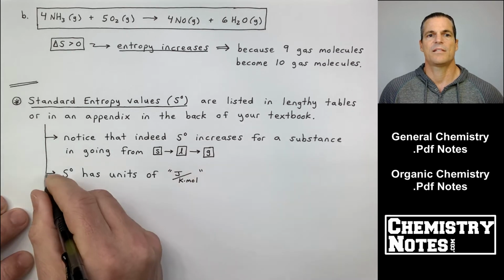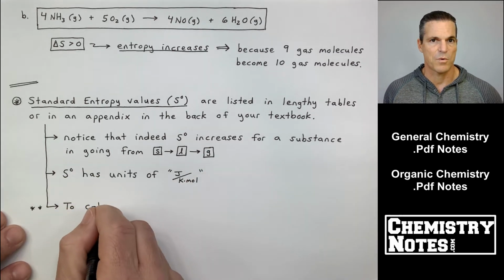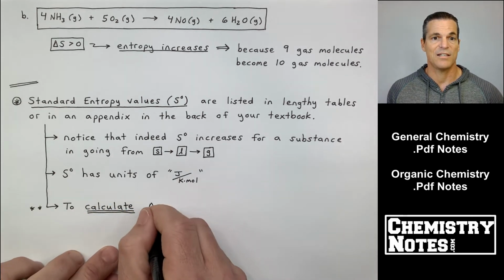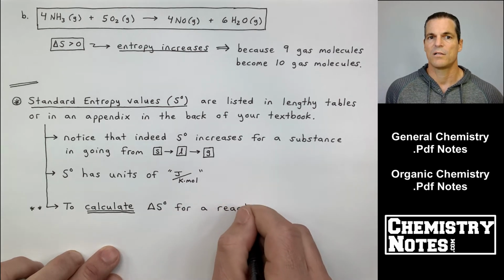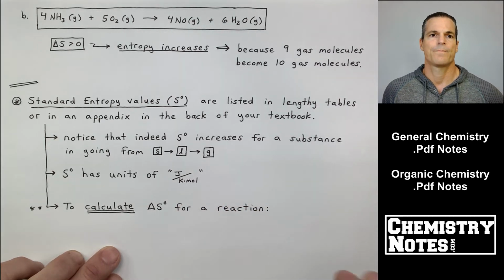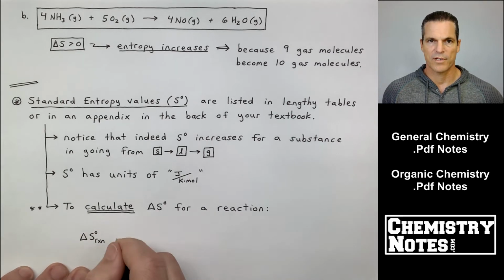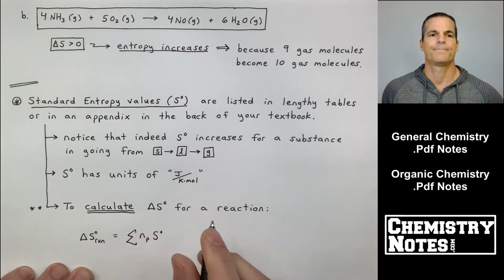All right, and it says, notice, for example, if you go to the entropy values for H2O gas, H2O solid, H2O liquid, you'll see that indeed S increases for a substance in going from a solid to a liquid to a gas. Standard entropy values have units of joules per Kelvin per mole. Joules per Kelvin per mole.